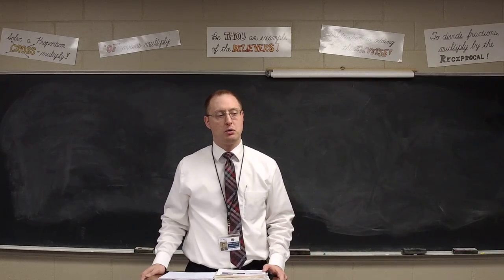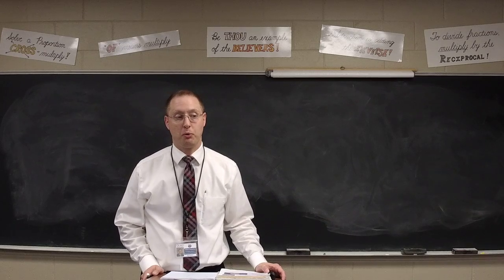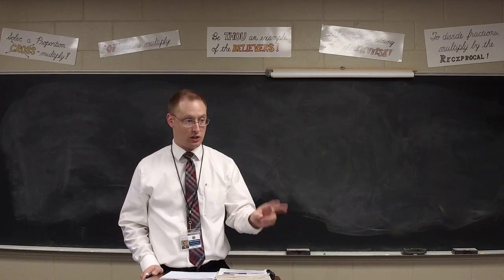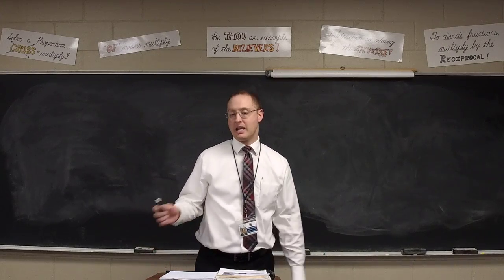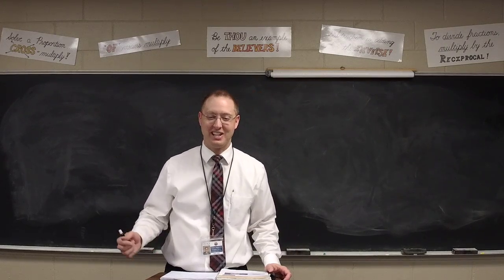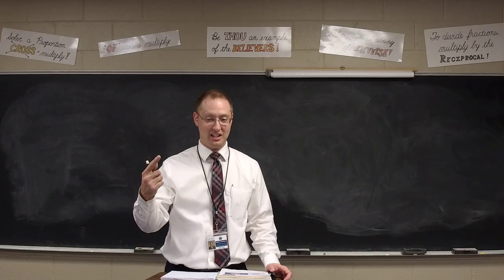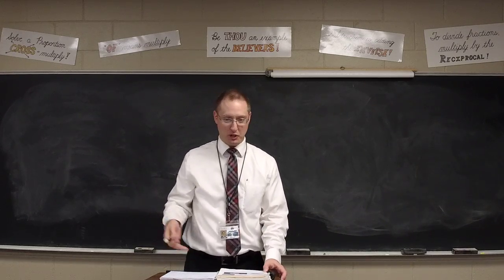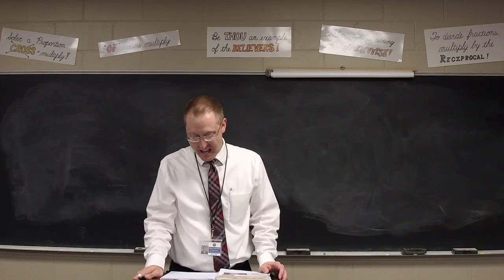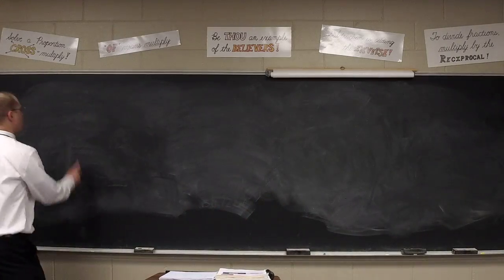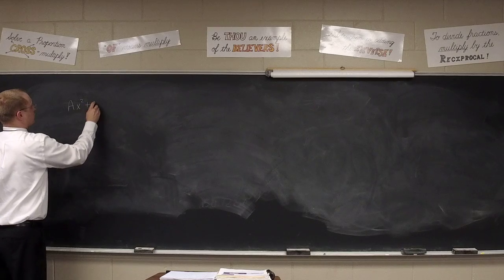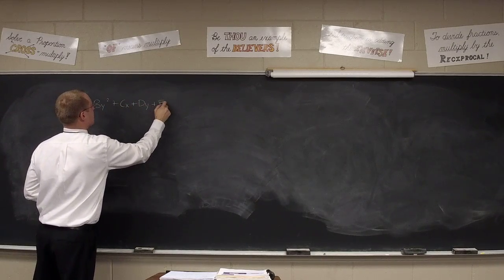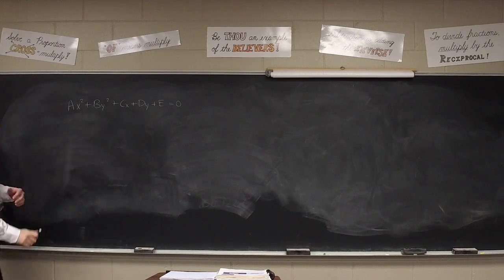Then we moved on to the ellipse, which is defined as the locus of points having a constant sum of distances from 2 fixed points called foci. And now we're to the hyperbola, which is defined as the locus of points having a constant difference of distances from 2 fixed points called the foci. As far as the conic form, remember we said everything falls into the basic form ax squared plus by squared plus cx plus dy plus e equals 0, since we're discounting the xy term.